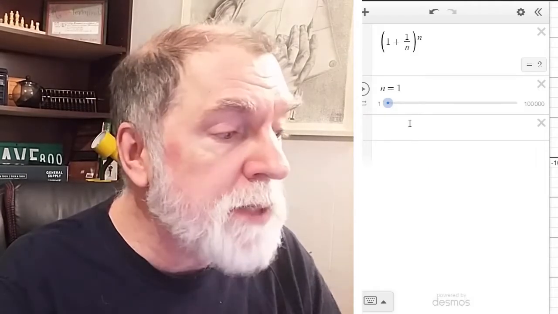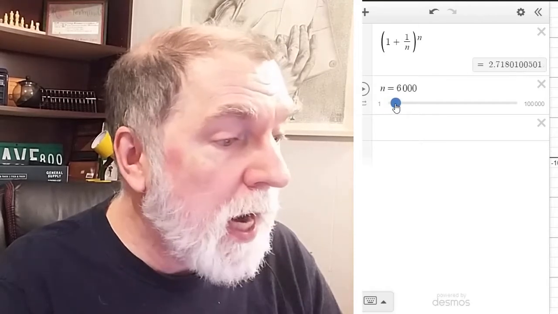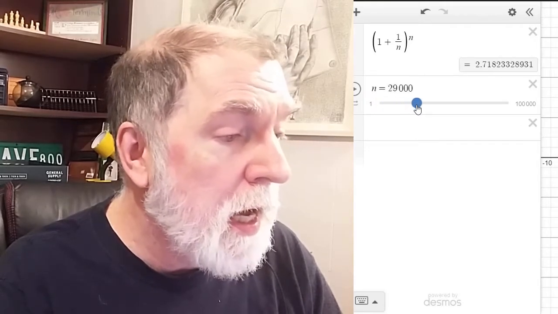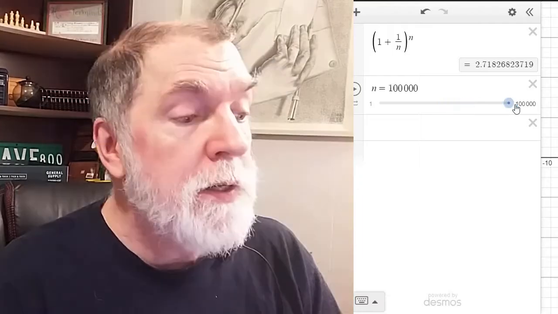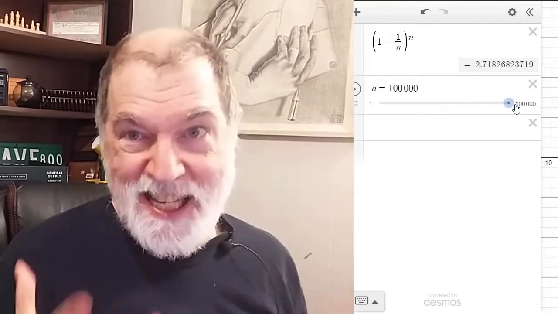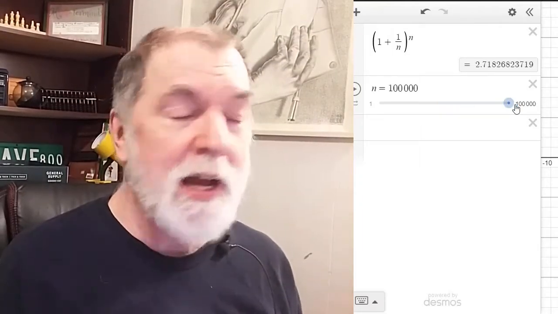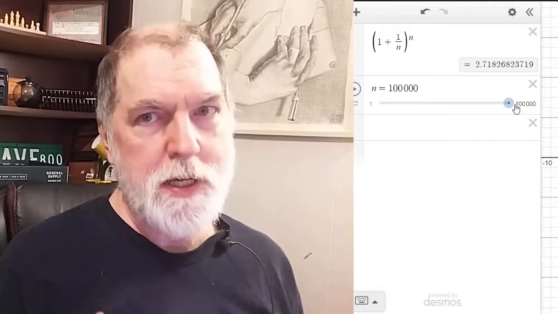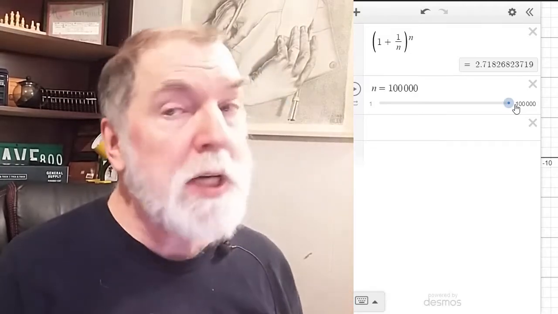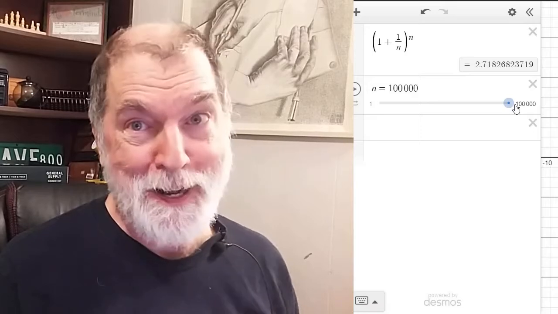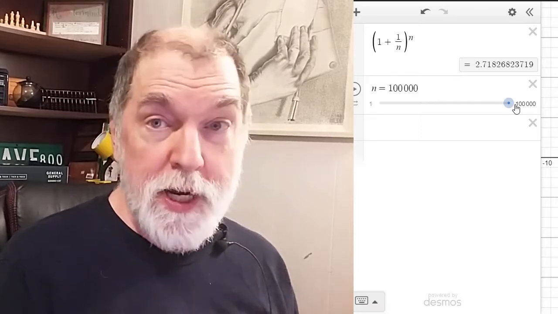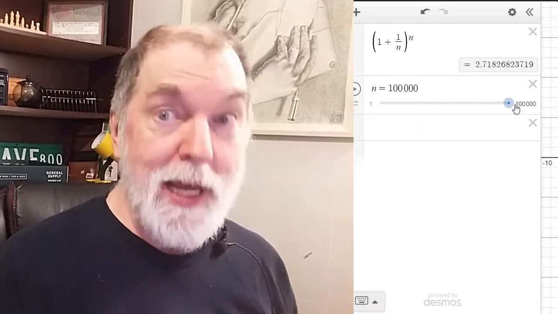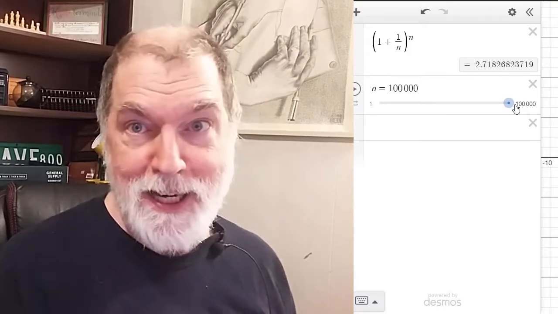Let's bring it to Desmos and crank it up. You may recognize this as the familiar constant of constant growth. Interest compounding constantly gives you a return of e, 2.718-ish. Let's expand this using the binomial theorem.